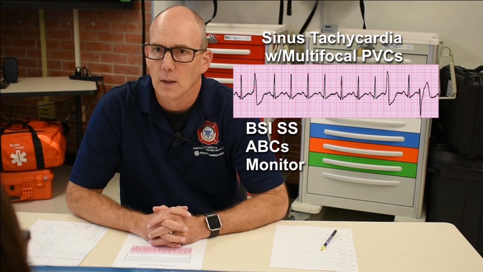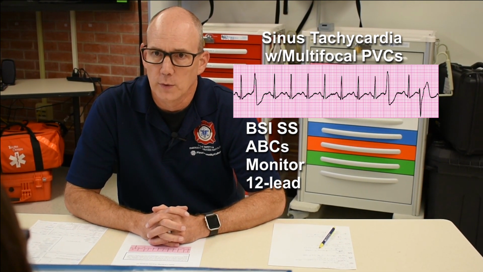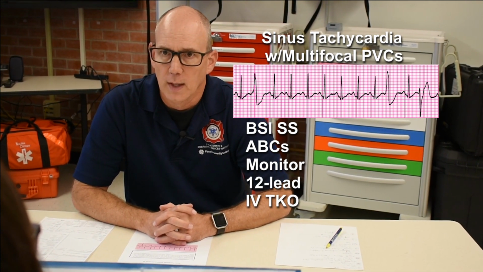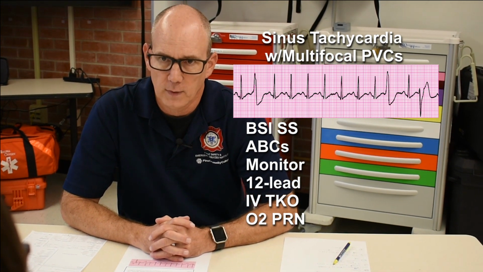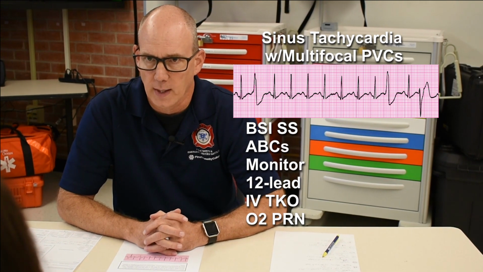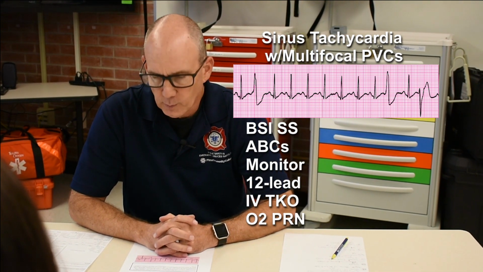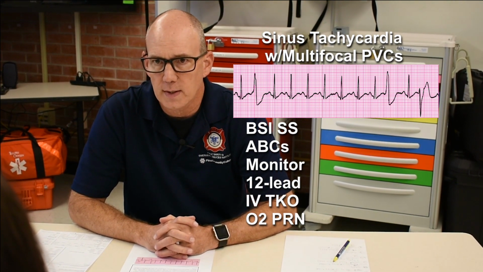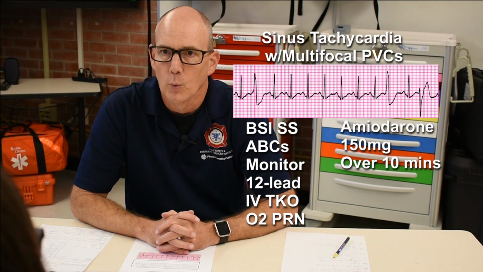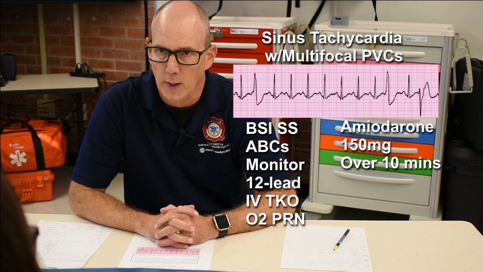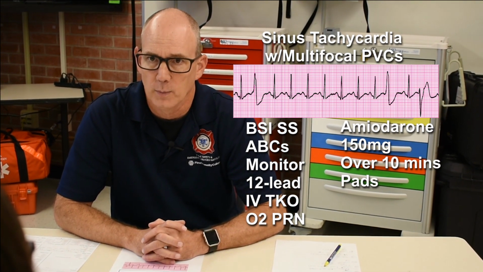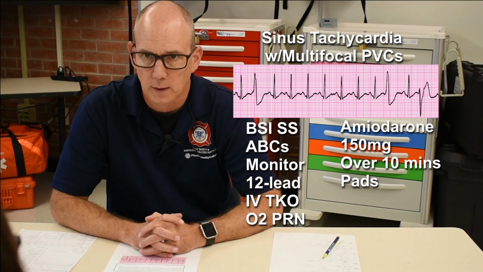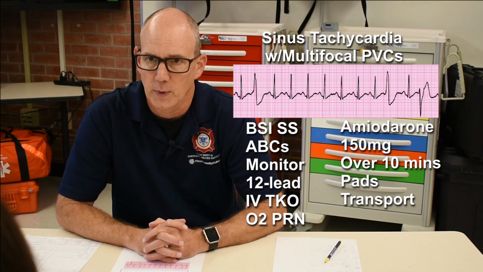I'm going to obtain a 12 lead. I'm going to start an IV TKO. I'm going to make sure my patient's oxygenated between 94 and 99% and give supplemental oxygen if necessary. Because of my patient's multifocal PVCs, I'm going to give amiodarone 150 milligrams given over approximately 10 minutes. I'm also going to place the pads on my patient to be ready to use them if medication is not working. I'm going to transport to the hospital and reassess en route.